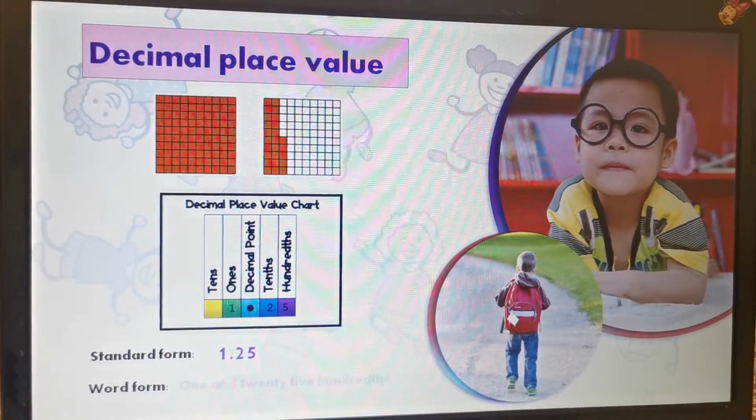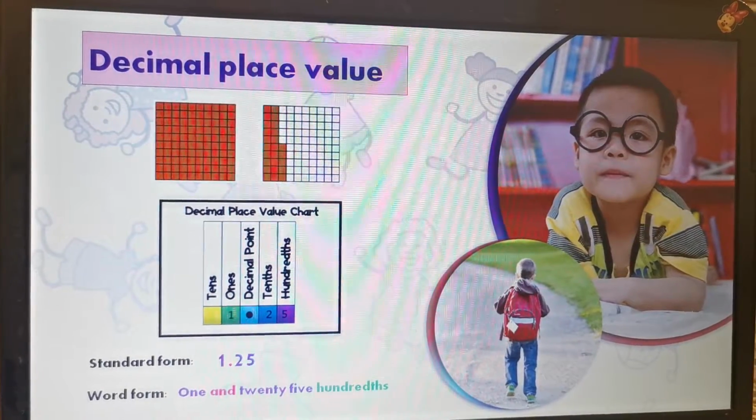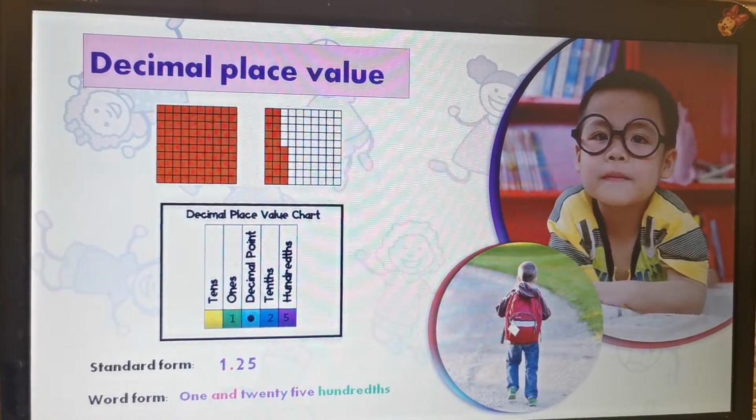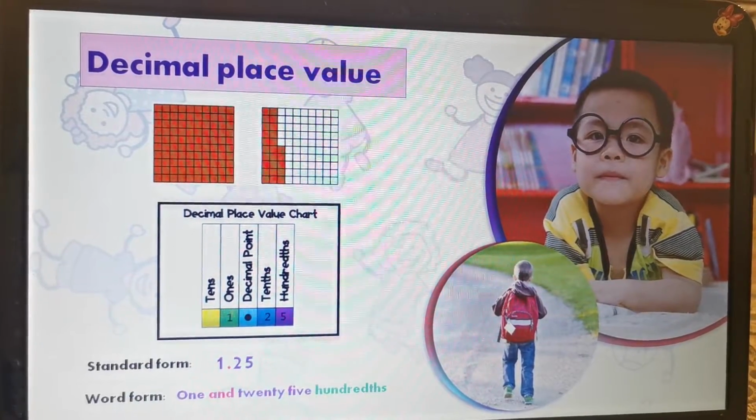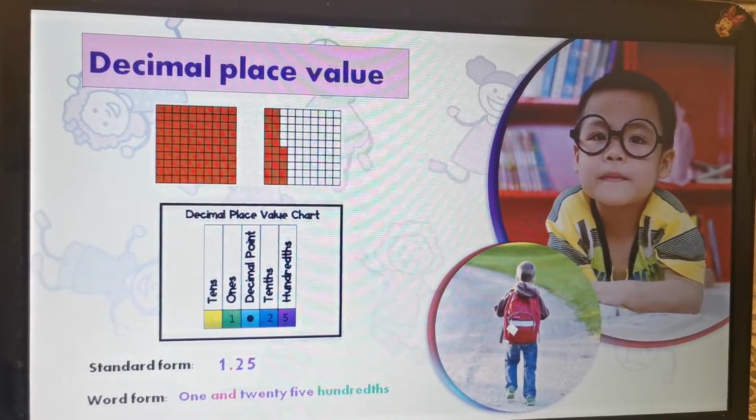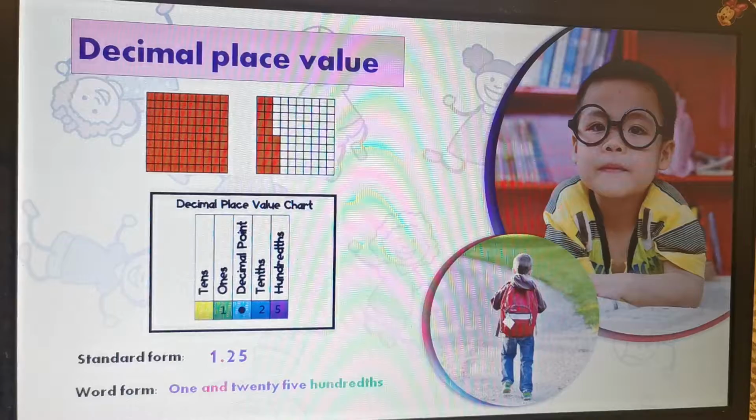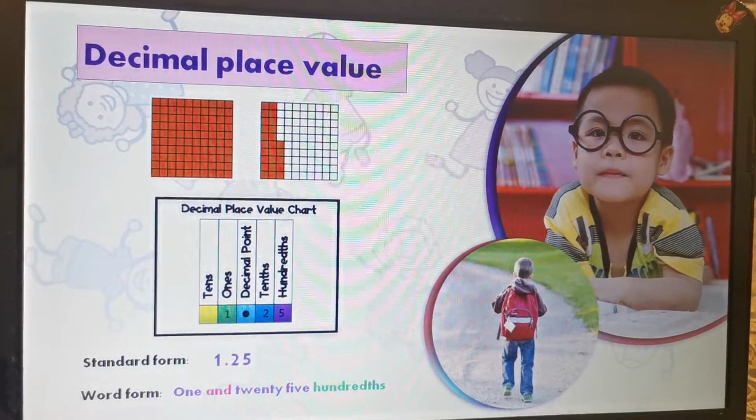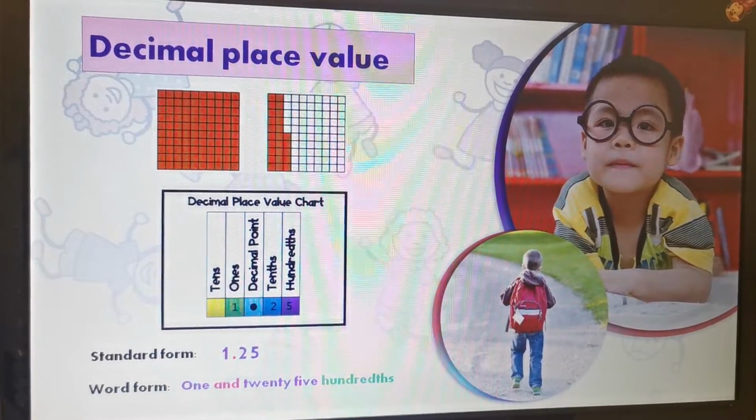1 and 25 hundredths. So remember always, when we want to read the decimal, we divide the number into two parts. The first part, which is to the left of the decimal point, we read as it is. So, as you see, this is 1. Instead of decimal point, we say and. Then we read the other number as it is, which is 25. What should we add? After 25, we should add the word hundredths. Why hundredths? Because we have 2 digits. So again, 1 and 25 hundredths.